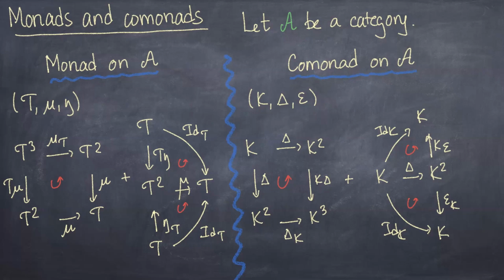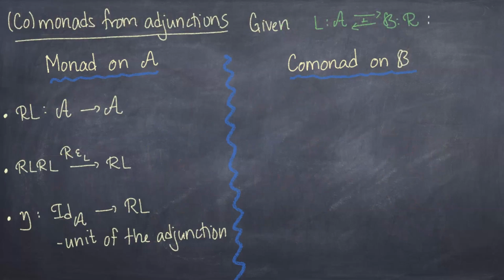So why do we care about monads and comonads? First of all, where do they come from? A great source of monads and comonads is adjunctions. So suppose I have an adjunction, up there in the upper right-hand corner, where I have two categories A and B, and functors L and R that are left and right adjoint respectively between these two categories. From that, I can build a monad on A.